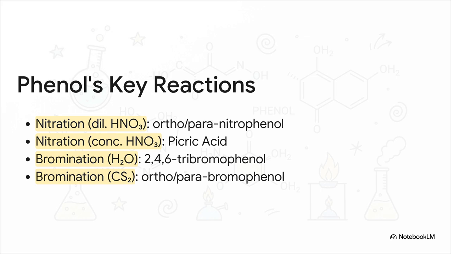That OH group on phenol, it's like a giant welcome sign for incoming electrophiles. It supercharges the ring, making it really reactive. But, and this is a big but, you have to watch your conditions very carefully. Dilute nitric acid gives you a mix. Concentrated nitric acid gives you the explosive picric acid. Same with bromine. The solvent completely changes the outcome.